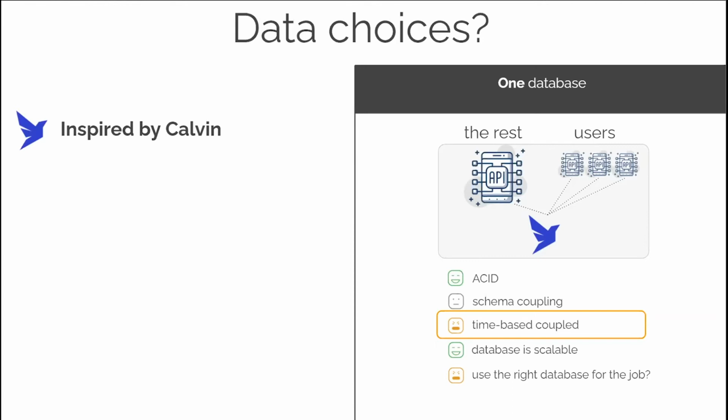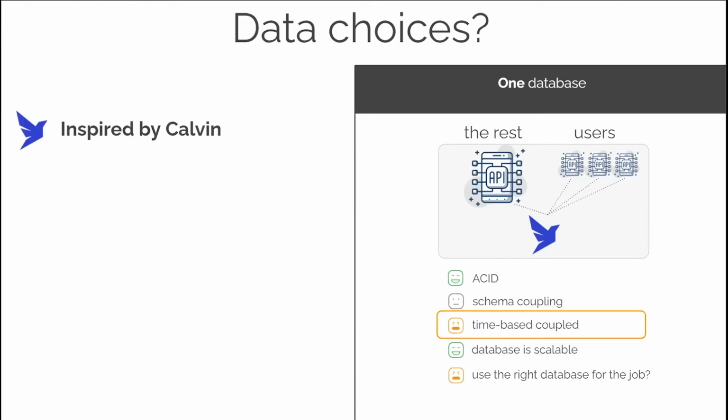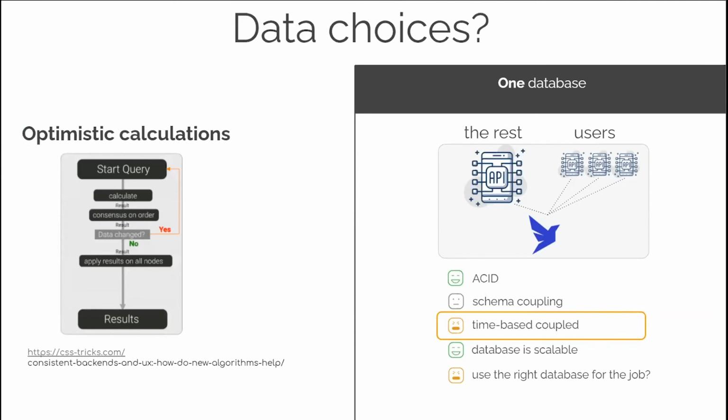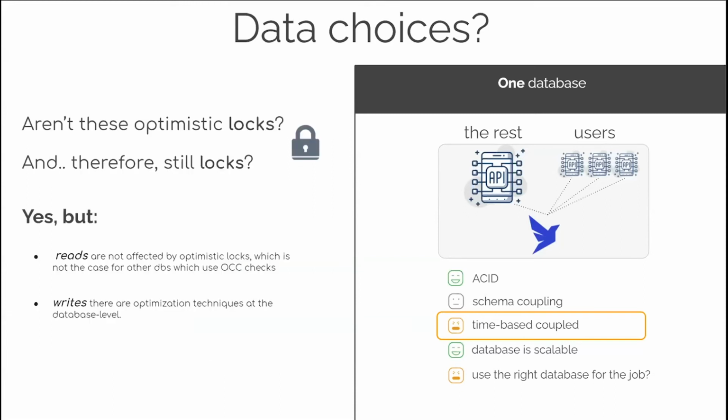If you look at Fauna for the rest, for writing to the same data and locks, this is inspired by Calvin, which actually does optimistic calculations. We have written a whole article on CSS if that interests you. This image also comes from there. You might say, okay, but optimistic calculations, those are just like locks, right? And therefore still locks. And that's true, but reads are not affected by these optimistic locks, which is not the case for other databases with OCC checks.